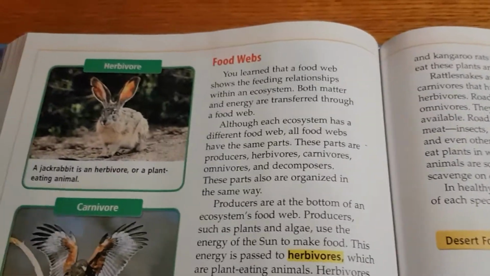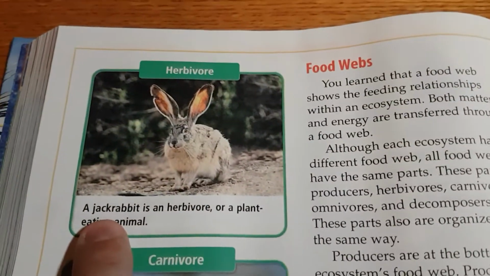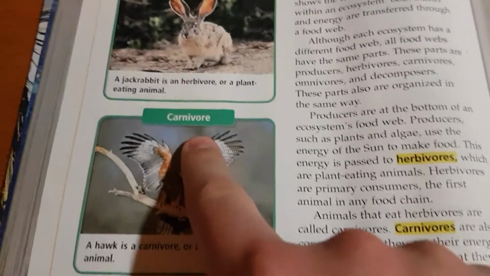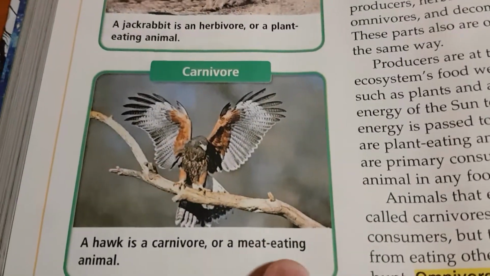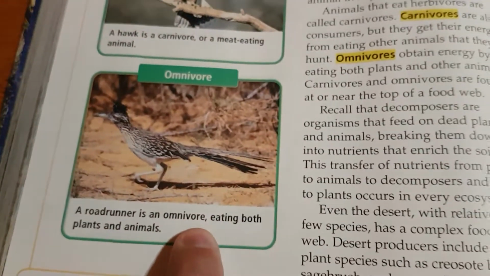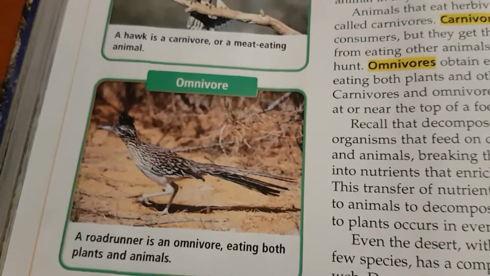Food webs. Okay, let's look at herbivore. A jackrabbit is an herbivore or a plant-eating animal. Carnivore. A hawk is a carnivore or a meat-eating animal. Omnivore. A roadrunner is an omnivore, eating both plants and animals.